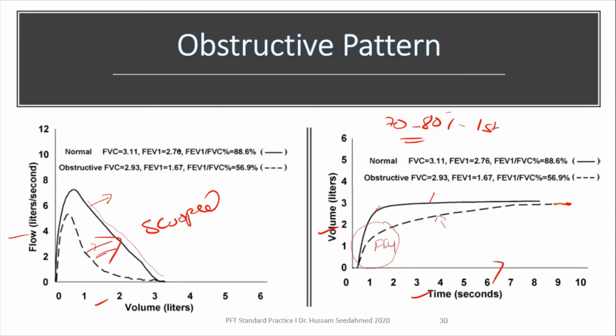Already اتكلمنا عن النمبرز انه ال FVC في الobstructive بتكون normal or high. ال FEV1 is the one that is going to drop. عشان كده الريشيو is going to drop.